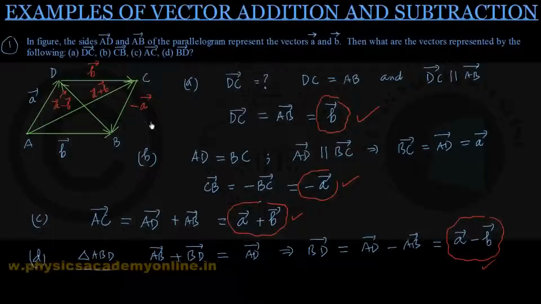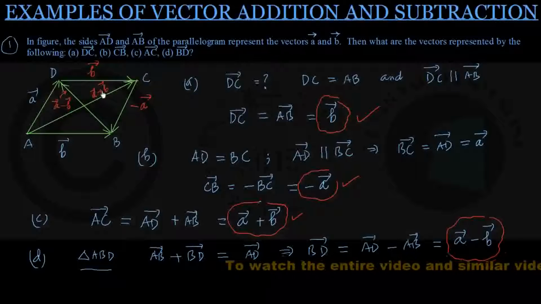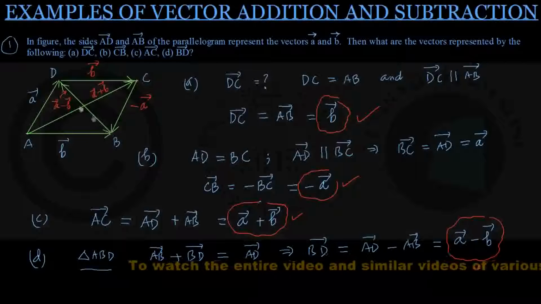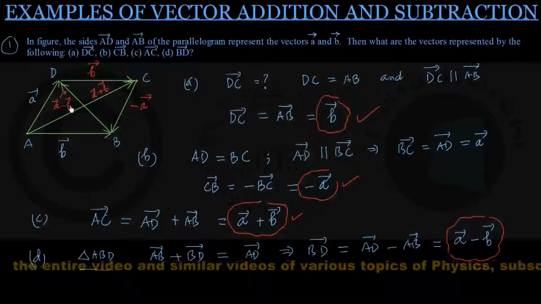So I have taken a little pain to write our findings on the figure itself. DC is the vector B, then CB was the vector minus A, AC, this diagonal, is the vector A plus B, and the diagonal BD is the vector A minus B. That's on the screen, that's on our figure.